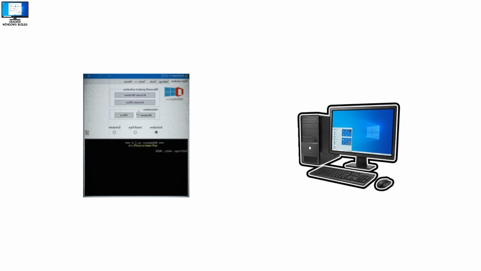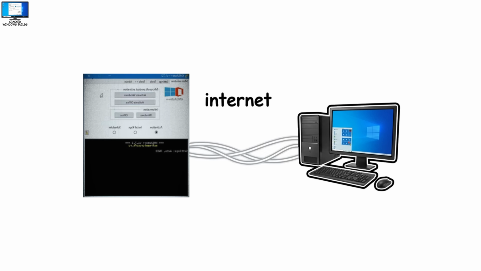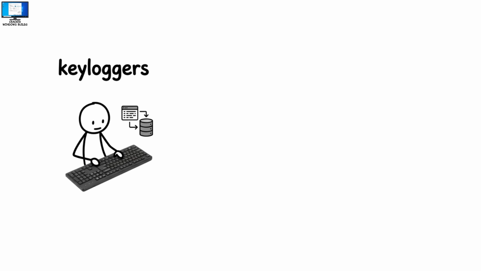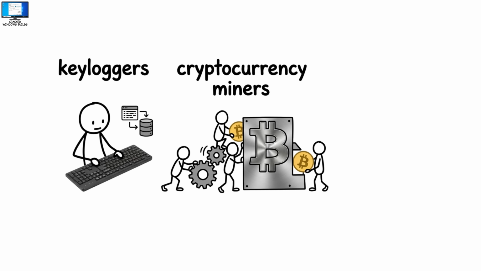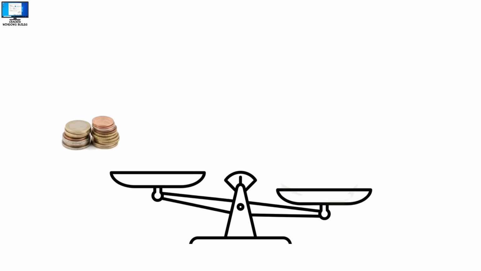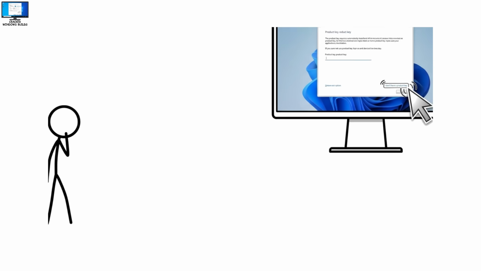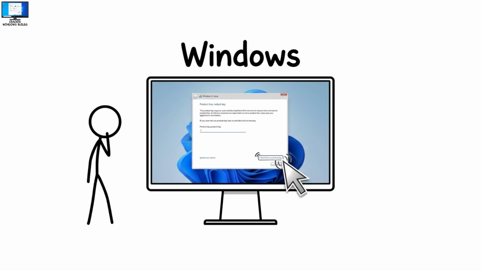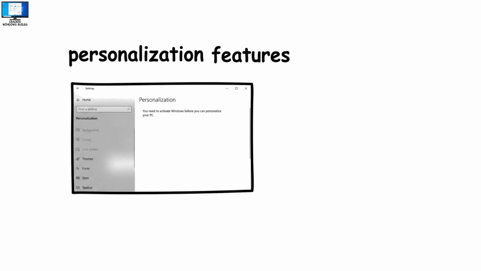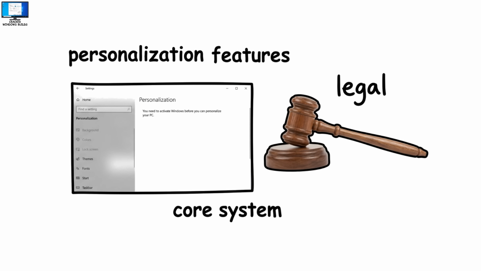The problem is you are trusting a random person on the internet with full access to your operating system. Many of these builds contain keyloggers, cryptocurrency miners, or backdoors. You save money on a license, but you might lose a lot more. The smarter move is just using Windows without activation. You lose some personalization features, but the core system works fine. And that is completely legal.